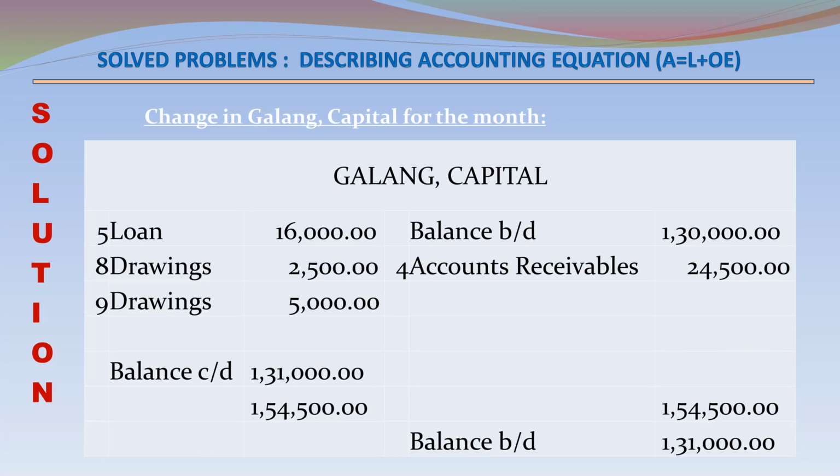Change in Galang capital for the month. Galang capital. On the credit side, balance brought down 130,000. On the credit side, transaction number 4, accounts receivable 24,500. On the debit side, 5, loan 16,000. Transaction number 8, drawings 2,500. Transaction number 9, drawings 5,000. Balance carried down 131,000 and balance brought down 131,000 credit.